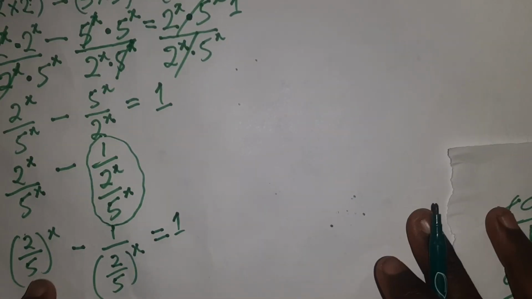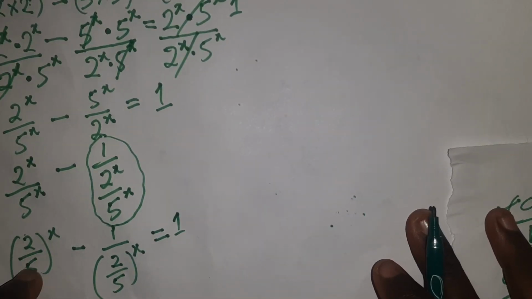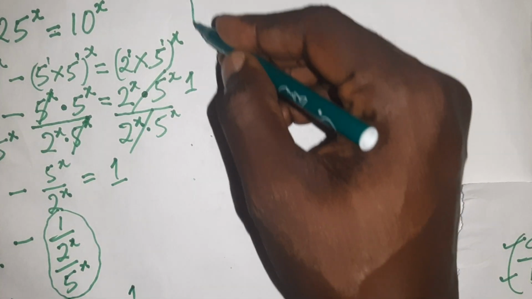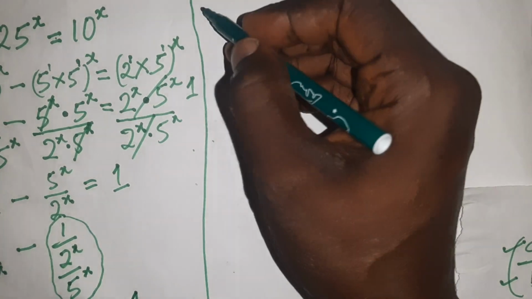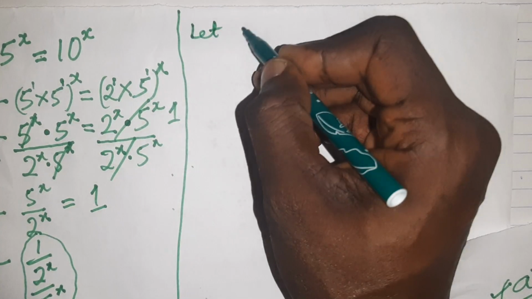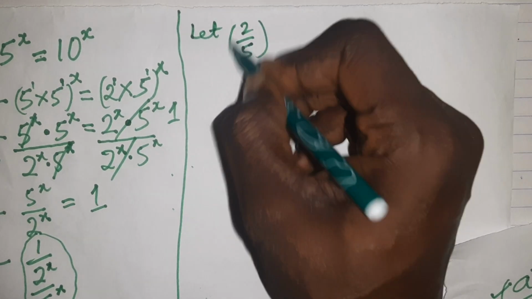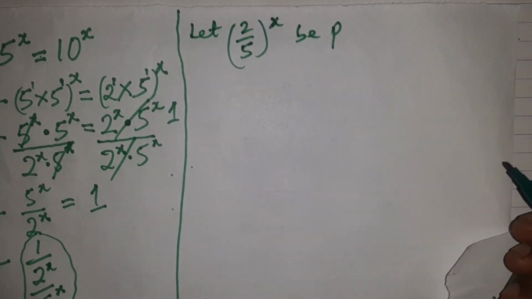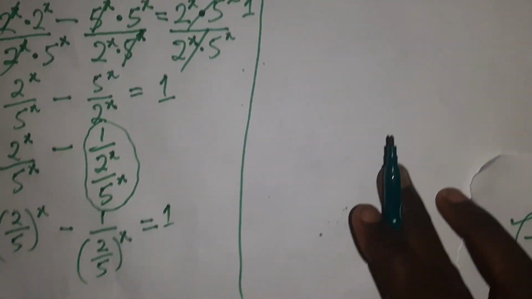So then since they are the same now, I can say let 2 over 5 raised by x be p. Yes, I can do it that way. So I now have let 2 over 5 all raised by x be p. So we can now rewrite the equation.